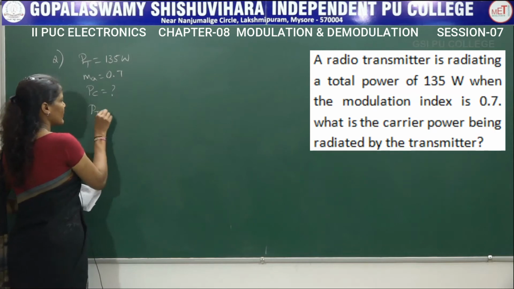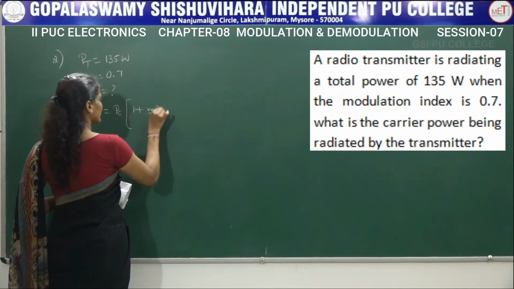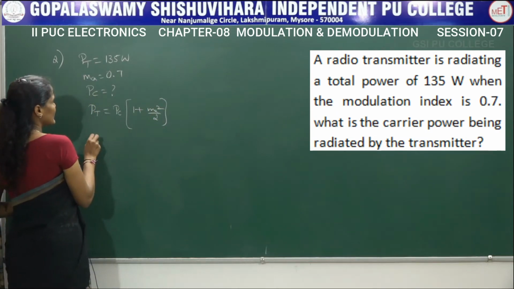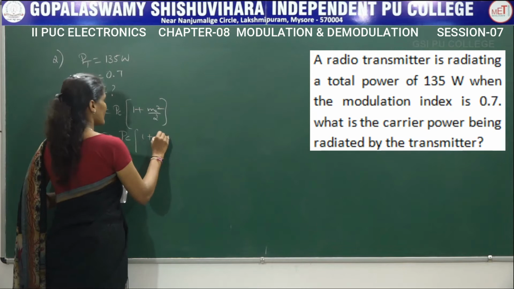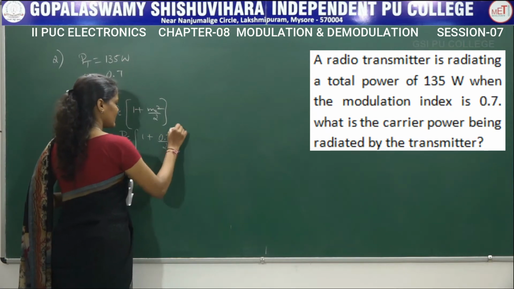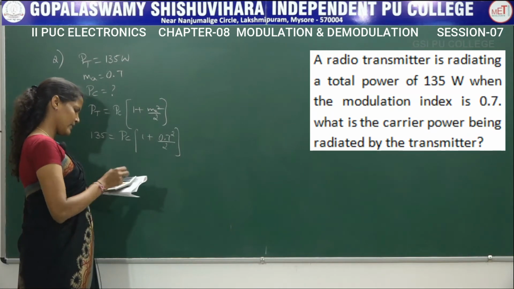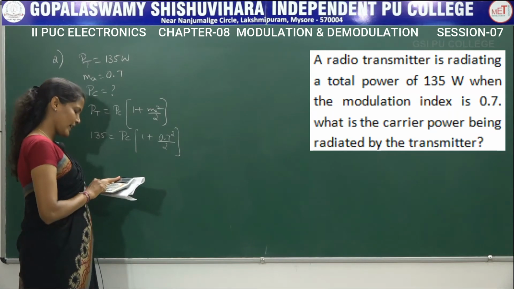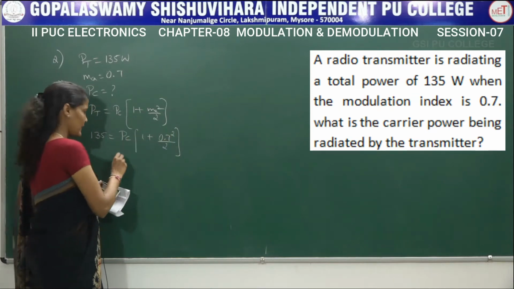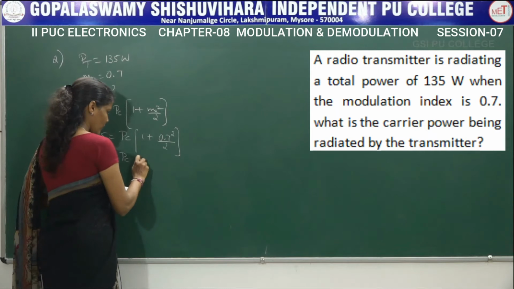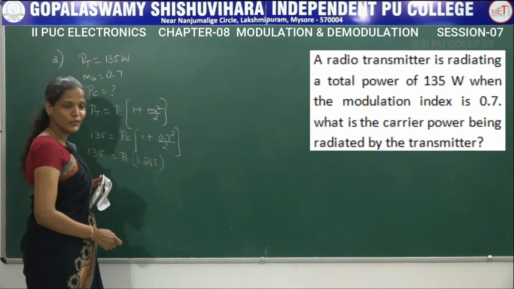So we are having this direct formula, PT equals PC of 1 plus MA square divided by 2. So PT value is given, which is equal to 135. PC you have to find out, 1 plus MA value 0.7 square divided by 2. So 0.7 into 0.7 gives me 0.49, divided by 2 gives me 0.245, this part. 0.245 plus 1 gives me PC into 1.245. So 135 equals PC into 1.245.